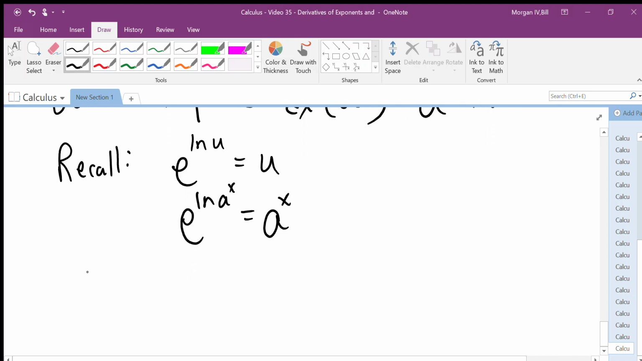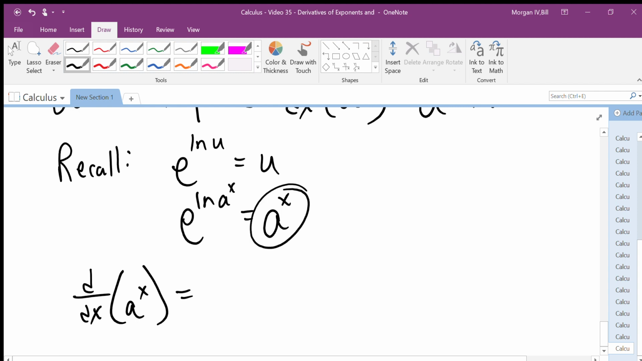The derivative of a to the x, well, let's rewrite this. Let's rewrite the derivative of a to the x. Instead of writing it in this form, a to the x, let's write it as e to the natural log of a to the x. So the derivative of a to the x is the derivative of e to the natural log of a to the x. Right, those two things we've shown are the same.